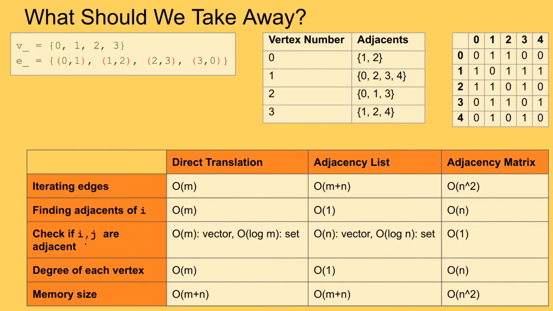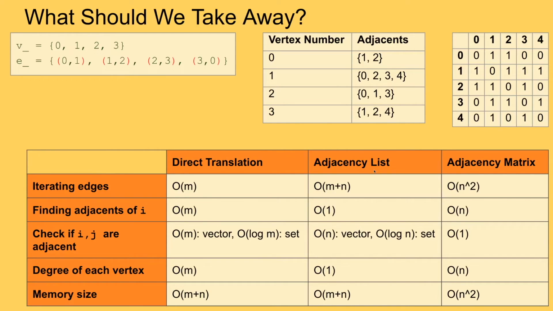If you want to check if i and j are adjacent, you have to check to see if the pair i and j or j and i exist in this list. So that means you have to iterate through this vector and see if you can find it. If it was a set though, searching inside a set takes O(log m). So that means you can see what would be the difference between picking a set or a vector for your E.